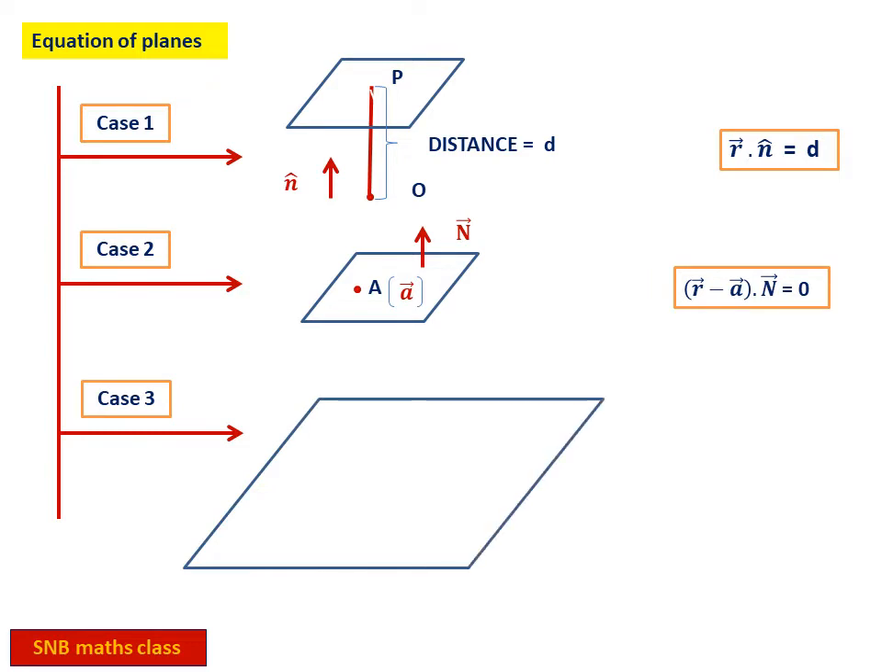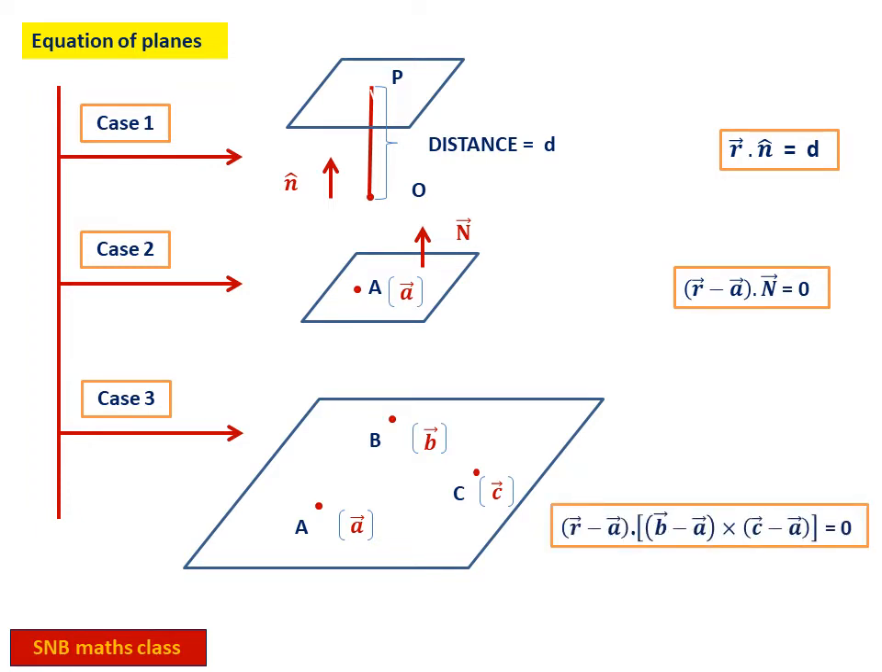Then the last one is case 3. Consider the plane. So there are 3 points. Say A, one point whose position vector is a, one more point B whose position vector is b, and one more point C whose position vector is c. These are given, but the condition here is they should not be on the same line, so non-collinear. Then the equation of the plane is r minus a dot b minus a cross c minus a equal to 0. This is the vector equation of the plane. So these are the three different cases under which we derive the equation. So let us proceed.